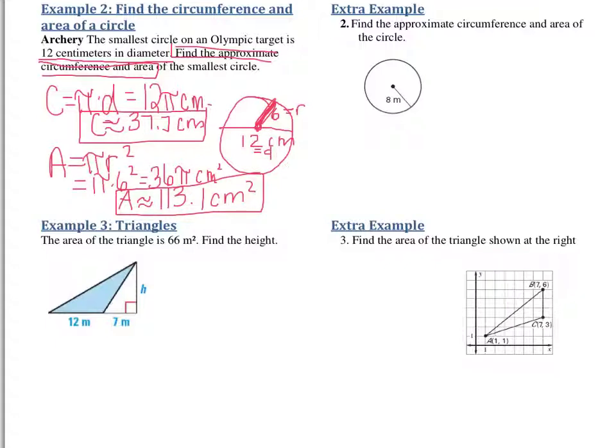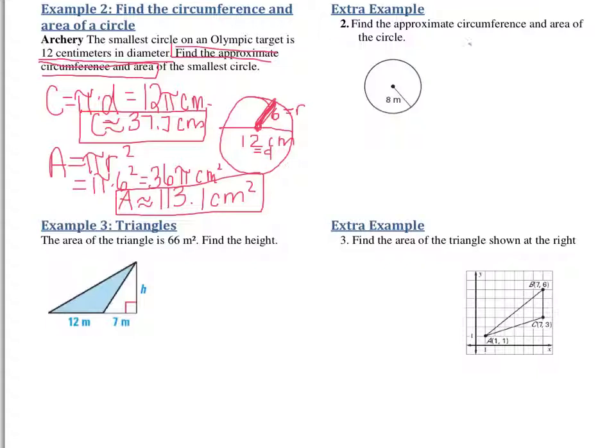Alright, this next problem right here is the extra example, so pause it and try it on your own. It says find the approximate circumference and the area of the circle, so we're doing the same two things we used here, but this is a formula for circumference using diameter. We have our radius here, so we're going to use our other formula, pi r squared.